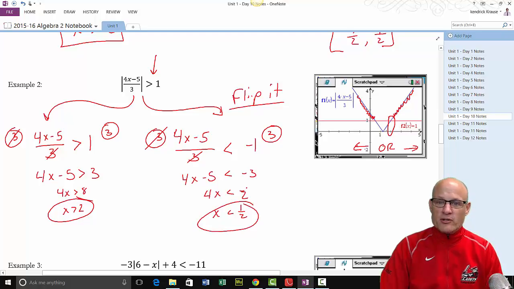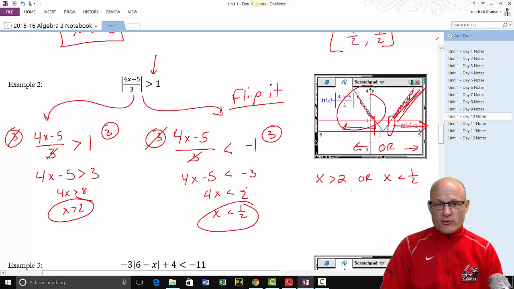And does this point look like it's at about a half? Look at that, it looks like it's right about a half. Now, we said less than a half. That would be this direction, and that would give us this piece. We said greater than 2. That's this direction, and that would give us this piece. So my answer, because it's in opposite directions, is x is greater than 2 or x is less than 1/2.